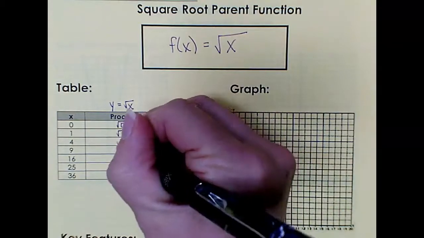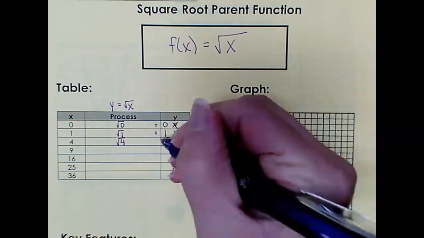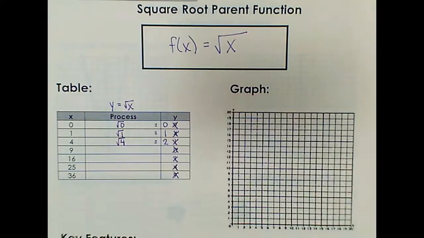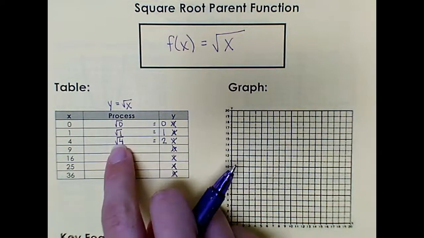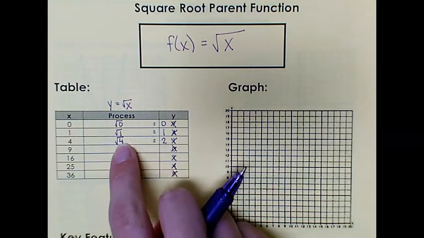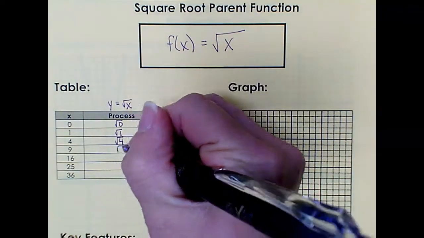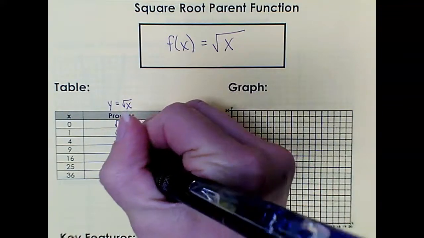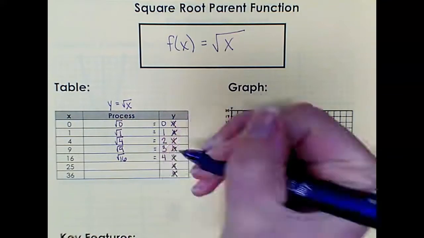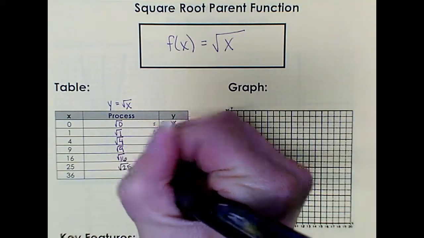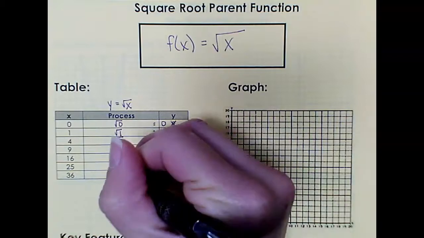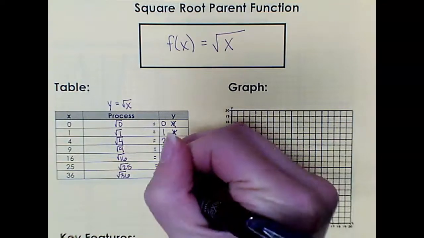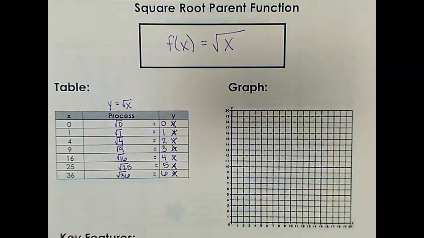Next up, y equals the square root of x, which is 4. The square root of 4 is 2. So 2 equals the square root of 4. So I'm going to continue finding my y values. And now notice that I have several sets of ordered pairs that I can plot on my graph.